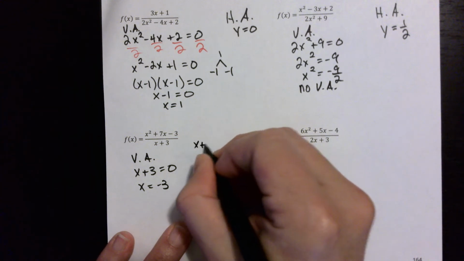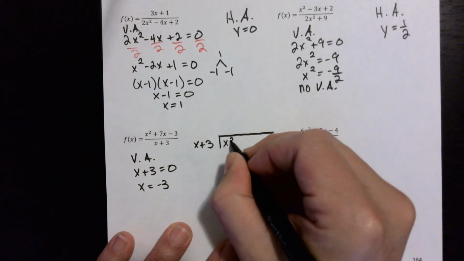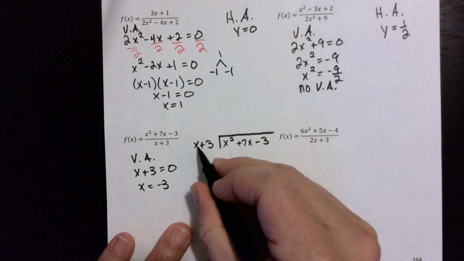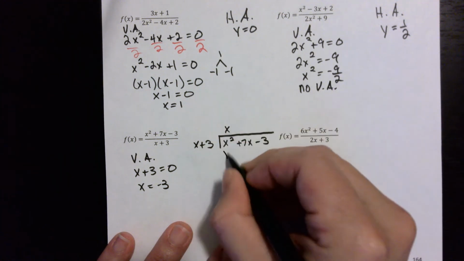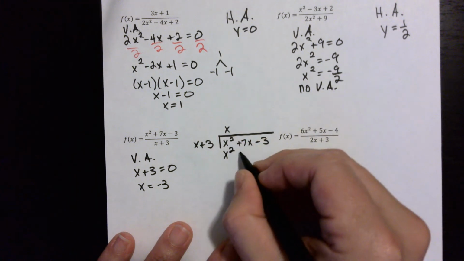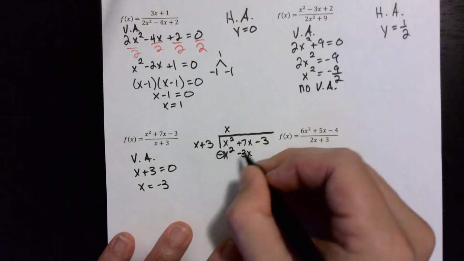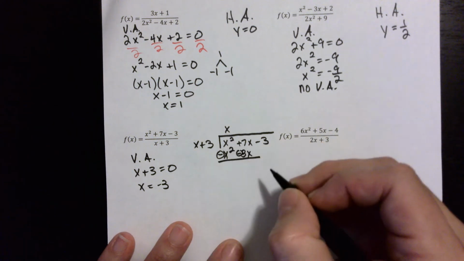So x plus 3 out front, and then on the inside we have x squared plus 7x minus 3. So what do I multiply x by to get x squared? It would be an x. So x times x is x squared, and then x times 3 is 3x. Okay, subtract, or change the sign. I circle them so I can remember that I've changed the sign. Okay, so this one goes away as it should.